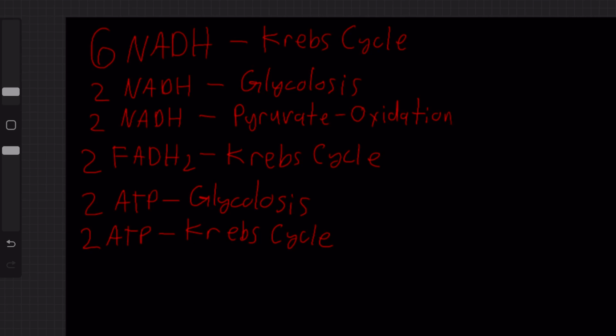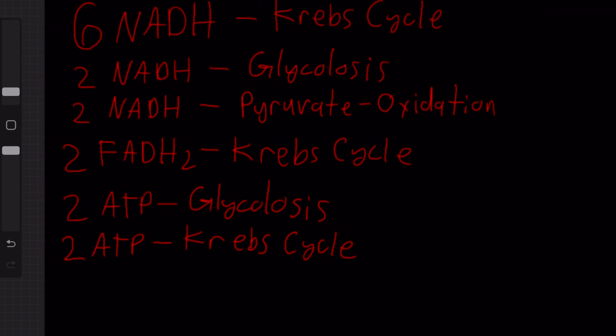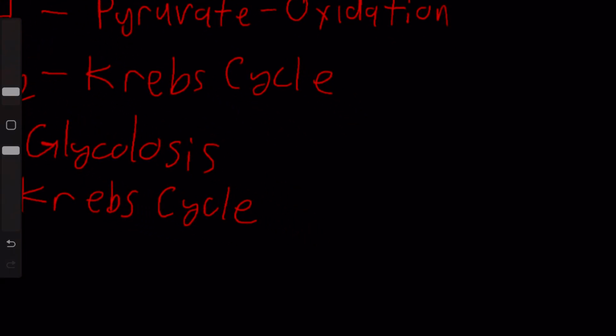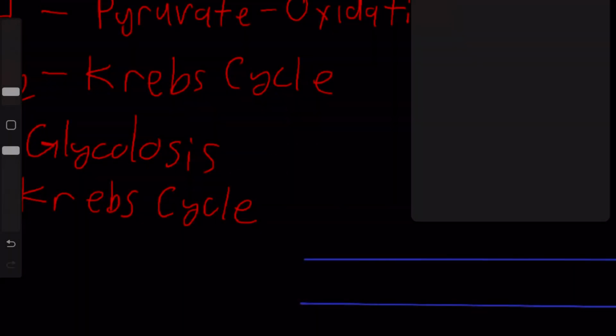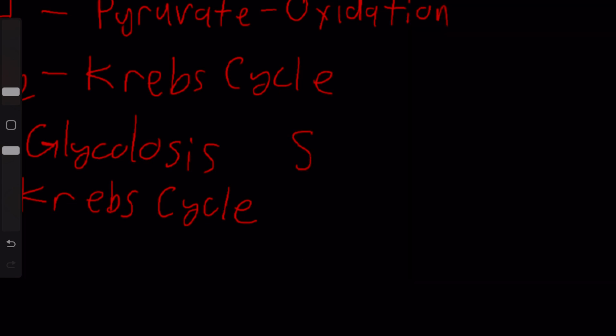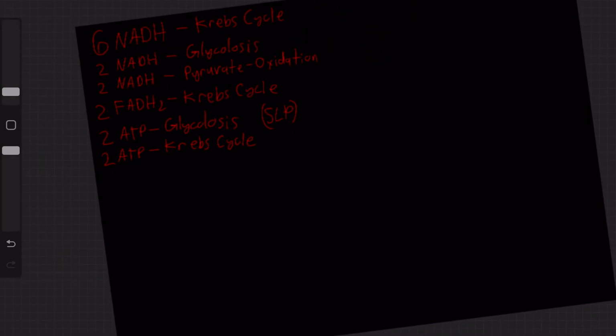Then we have 2 NADHs from glycolysis. We have 2 NADHs from pyruvate oxidation. We have 2 FADH2s from the Krebs cycle. We have 2 ATP from glycolysis through SLP. I forgot to write that down. Through SLP, which is again substrate level phosphorylation. And here as well.